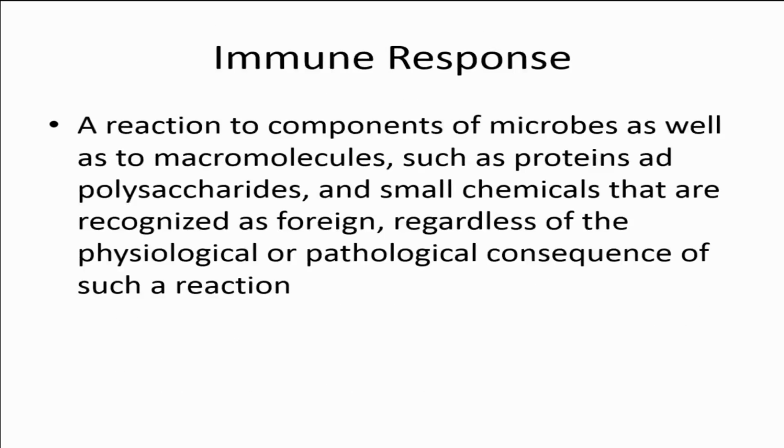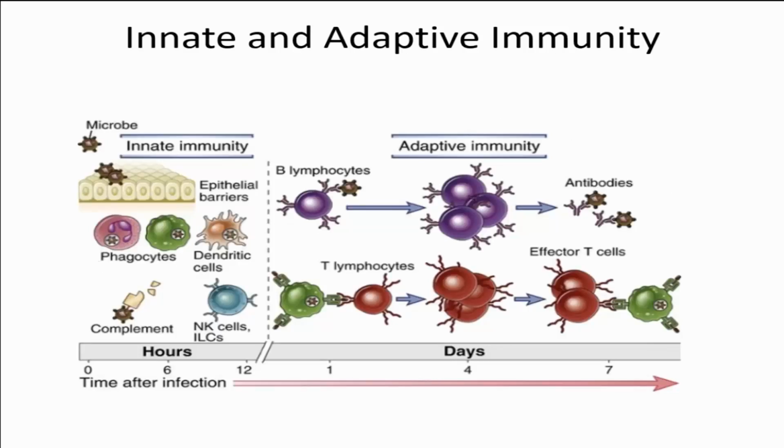It's a reaction to the components of microbes, as well as, it doesn't have to be a microbe, if there is a macromolecule like protein or polysaccharide or even small chemicals, which are recognized as foreign. So that's the basic thing. The immune system has to come across something that's foreign, and then it's going to react to it, which is going to be immune response. Whether it causes a physiological or pathological consequence depends on what the substance is that it reacts to.